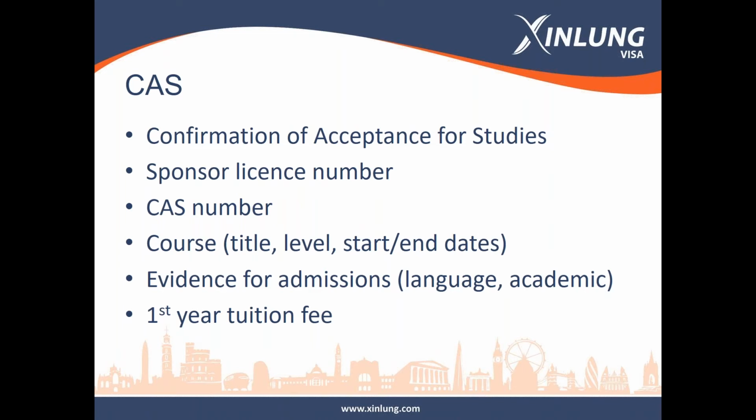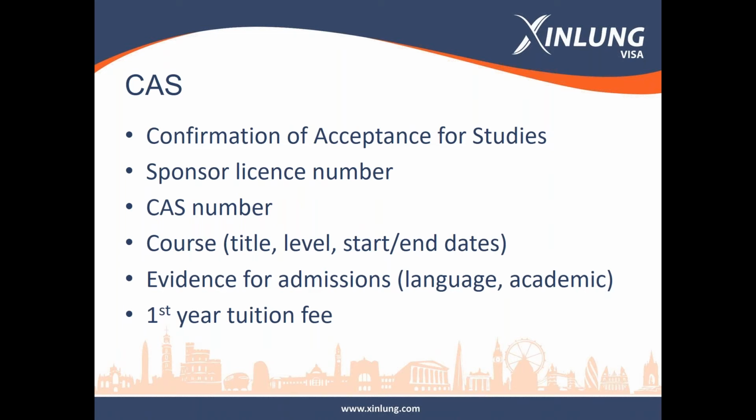First of all, CAS, Confirmation of Acceptance for Studies. When the university confirms our place, they will issue, starting from a conditional offer. Then after the conditional offer, we meet our conditions. They change that into an unconditional offer, and then finally CAS. So when we get CAS, that means we're ready to submit our visa application.